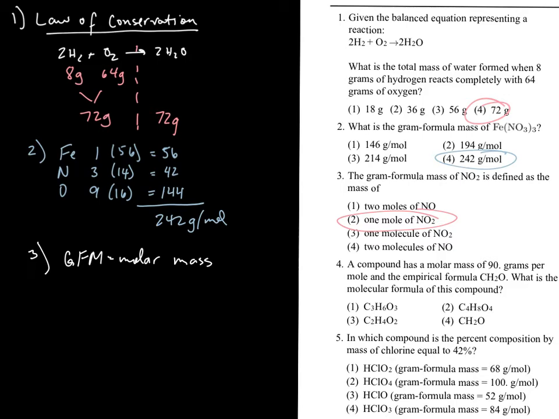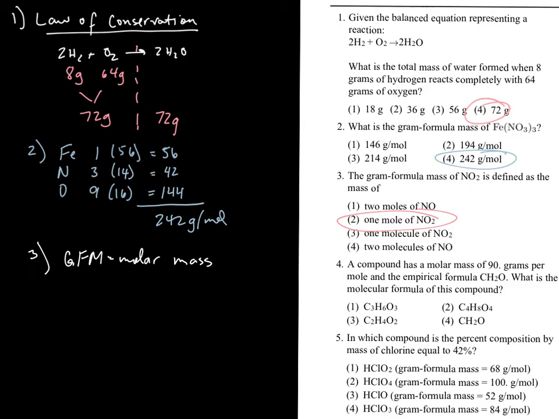Alright, number 4. A compound has a molar mass of 90 grams per mole, and the empirical formula is CH2O. This question doesn't even really make sense. It hasn't even a complete thought here. Anyway, what is the molecular formula of this compound?